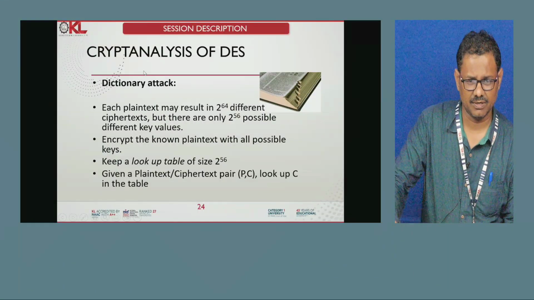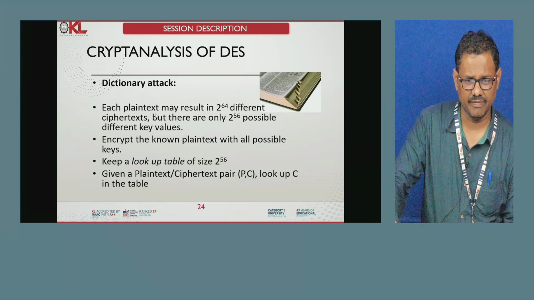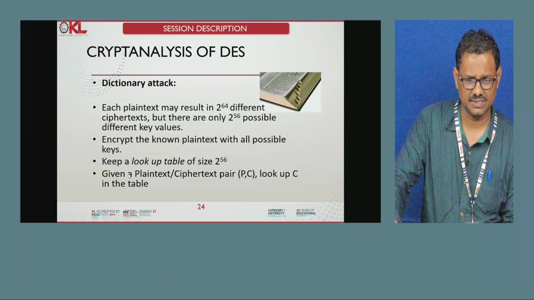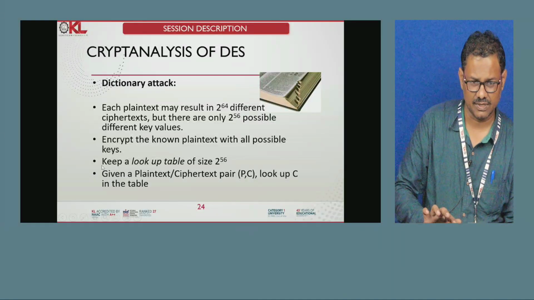Cryptanalysis of DES, we are now applying a dictionary attack. Each plain text maps to one of 2^64 different ciphertexts, but there are only 2^56 possible different key values available. Encrypt the known plain text with all possible keys. Keep a lookup table of size up to 2^56. Given a plain text and ciphertext pair P, C, look up C in the table. Okay, by using a lookup table, we are using this dictionary attack.